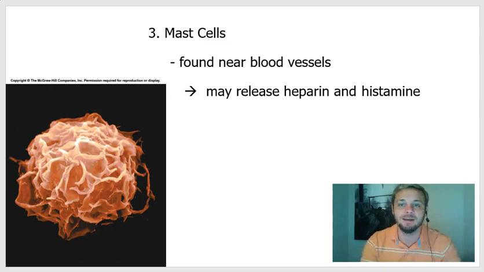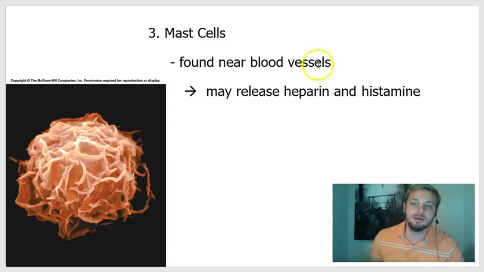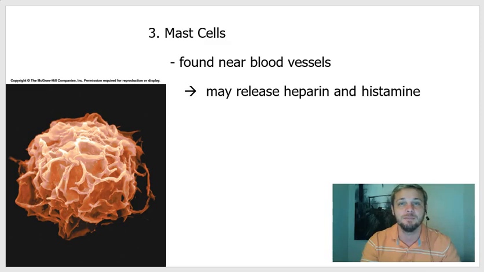And we have mast cells. These are going to be found near blood vessels, and they can release heparin and histamine. So that sounds a lot like a basophil, and it is. The mast cell is going to be basically a basophil, kind of like the macrophage is a monocyte, right? When it gets out into these different connective tissues, it is now called a mast cell and not a basophil, but it is derived from that same cell.